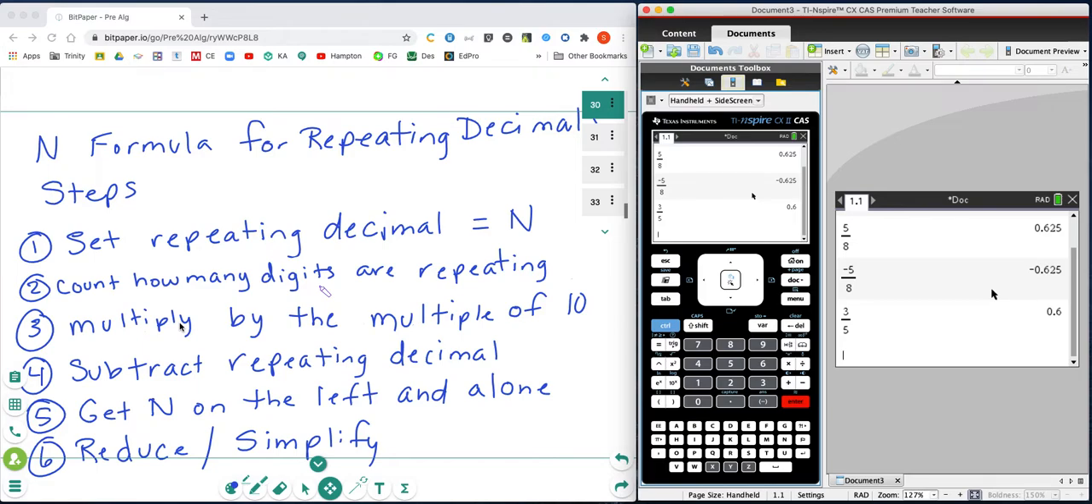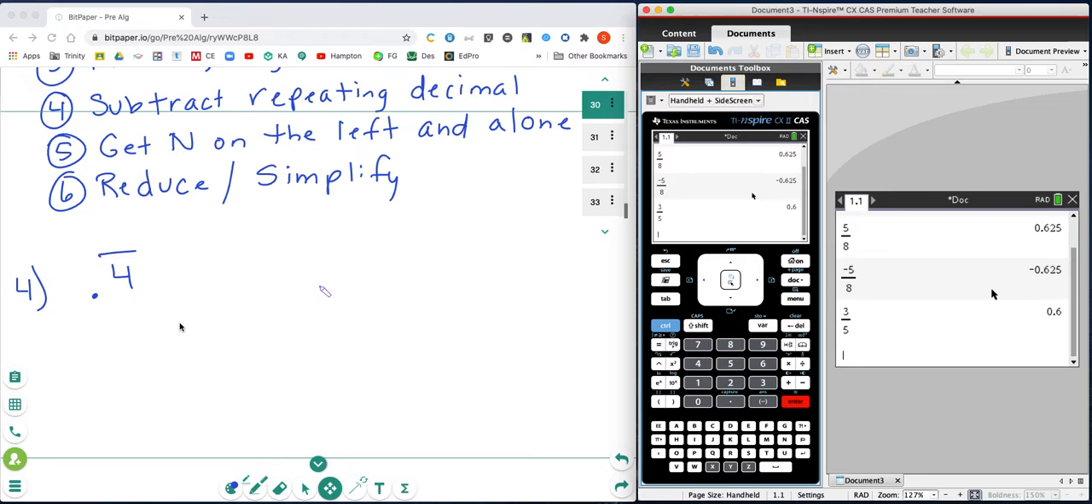Step 4, we're going to subtract and get rid of the repeating decimal. Step 5, get n on the left side and alone. And step 6, we're going to reduce or simplify. So those are the steps that we're going to use in our n formula. So let's try one out.